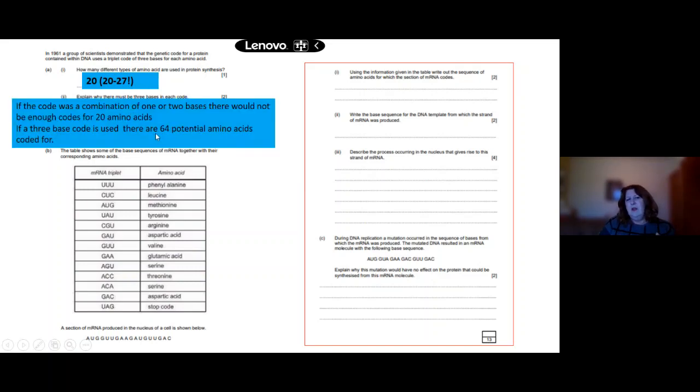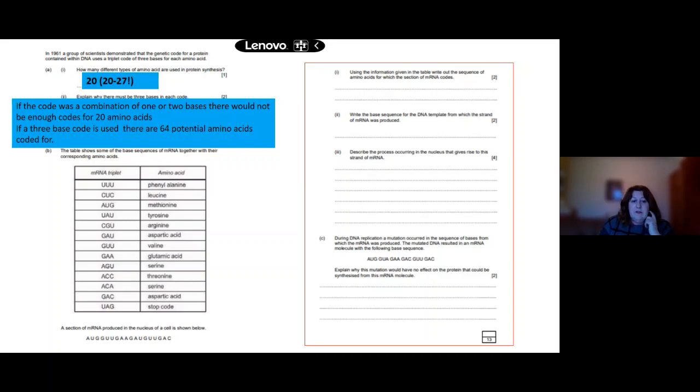Well, if you think about it, if you only had, say, a 2 base code, A and T, A and G, C and G, there's a limit to how many amino acids you could code for. No matter how much you try, you would not get code for 20 amino acids. So a 3 base code is more than enough, because you could get potentially 64 codes from that, and that is more than enough to code for our 20.